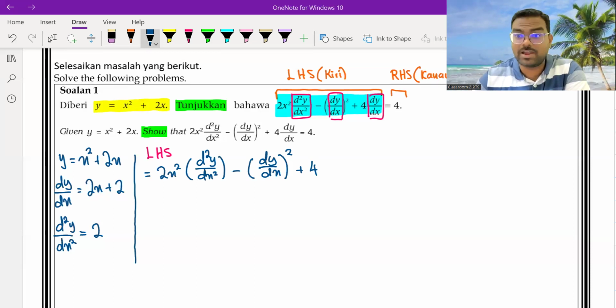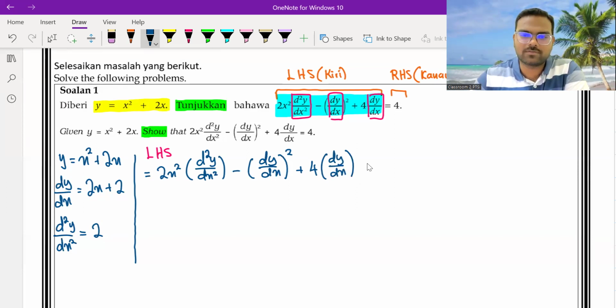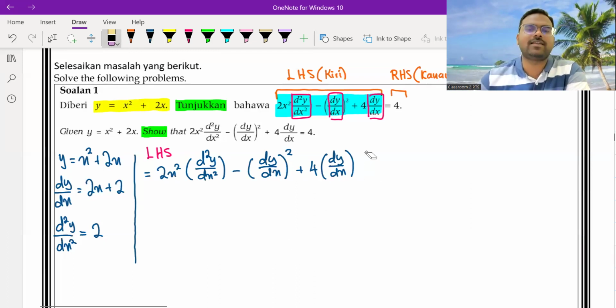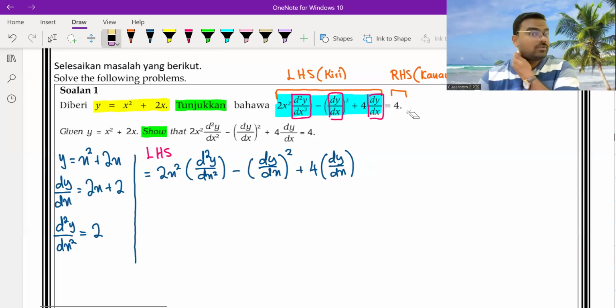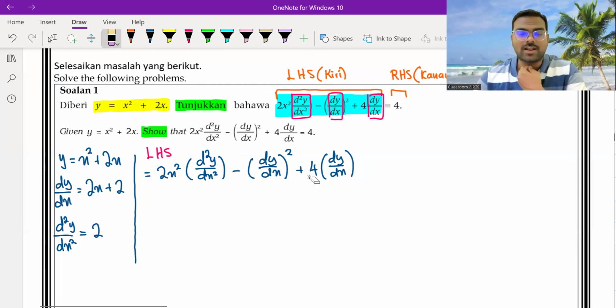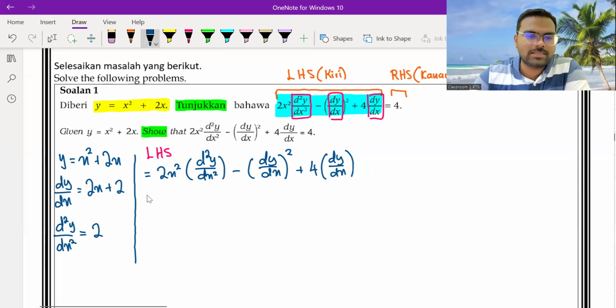Okay. Alright. Plus 4 bracket dy over dx equal to 4. Tak perlu, sorry. Kita tulis left hand side saja. Tak perlu letak equal 4 tu, because that is right hand side. Am I right? You just write the left hand side. So now kita gantikan one by one. So 2x square.